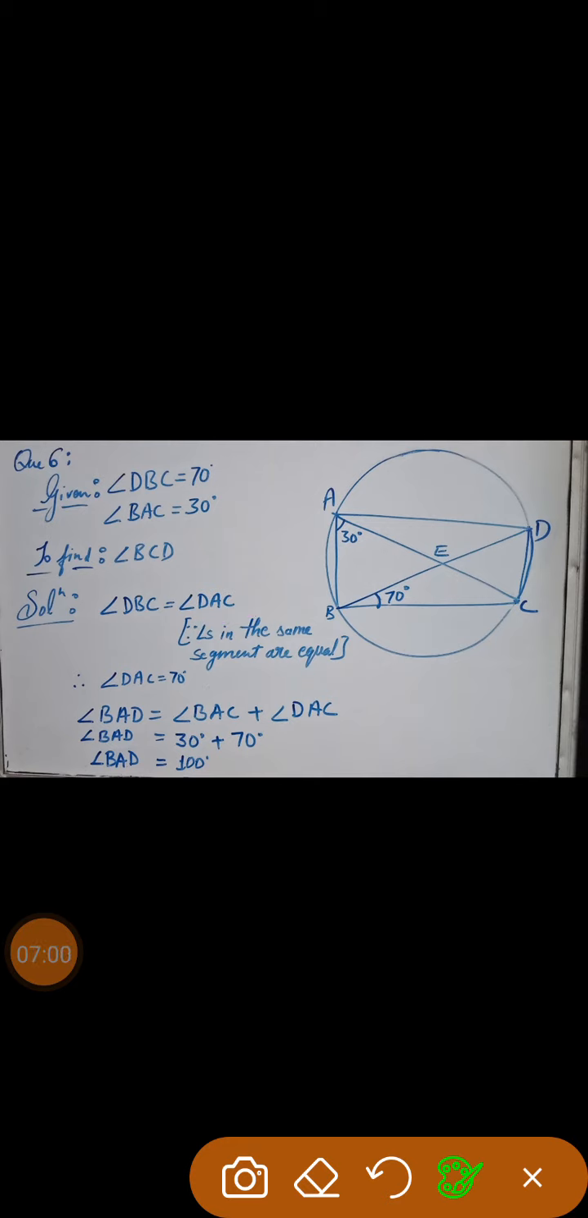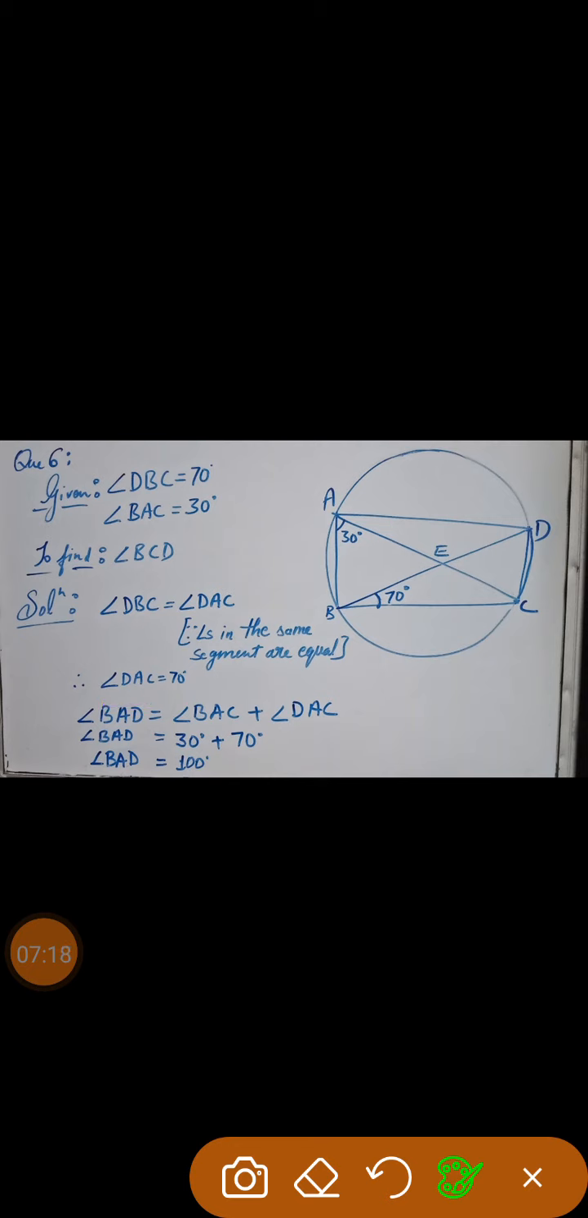So angle DAC is also equal to 70 degrees, because DBC is given, it is 70 degrees. So DAC will also be equal to 70 degrees. So we have got this angle DAC, it is 70 degrees. Now we are going to find angle BAD.